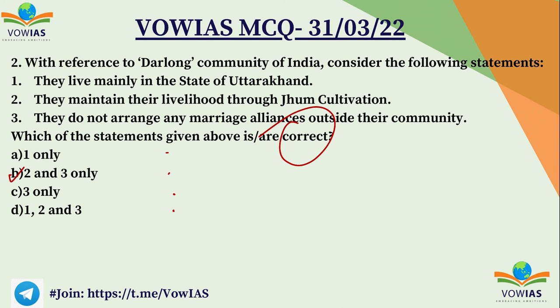Because actually the Darwin community, if you see, it belongs to Tripura. So recently, why this community was in news is the Lok Sabha has passed the Constitution (Scheduled Tribes) Order Amendment Bill, 2022, which proposes the Darwin community as a subtribe of Kuki in the list of scheduled tribes. That's why this was in news.